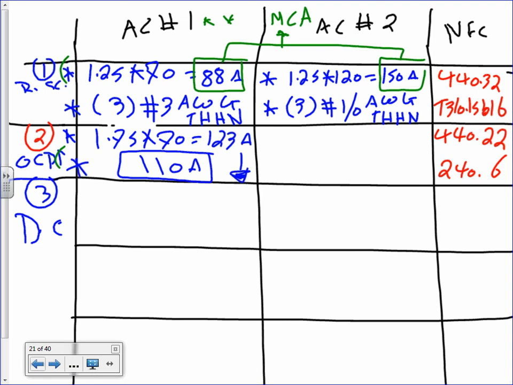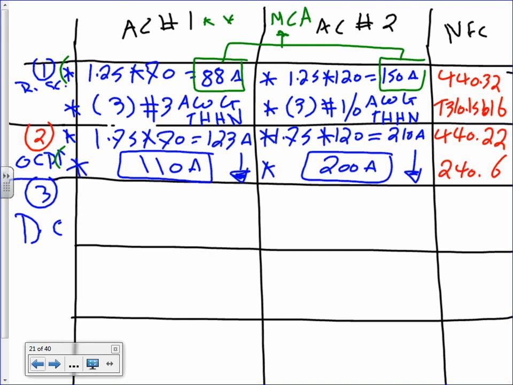Let's go to the second one, guys. No problem. Piece of cake, Chad. The second one's the same thing. 1.75, multiply this by 120. Who's my favorite gentleman for the day? 210? Yep, 210 amps. 210, going up, you can't go up, so you have to go down. Let's go 210 going down. That's easy. 200 amps. So I have 110 and 200 amps. Any questions about this?